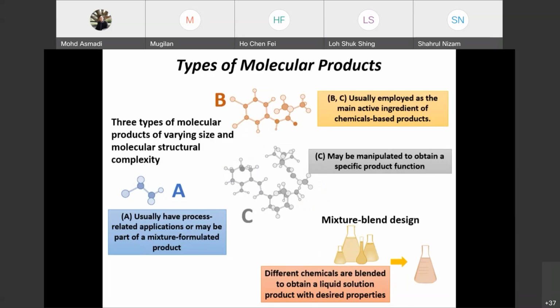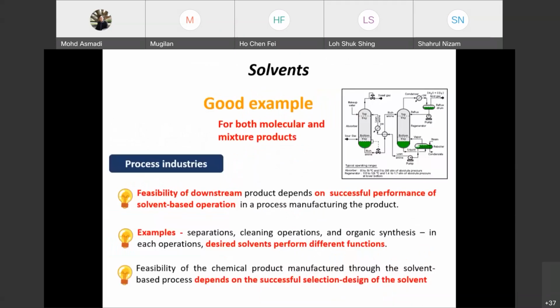For example, in the process industry, the feasibility of the downstream product depends on the successful performance of the solvent-based operation, especially on the separator or distillation. So if you look here, example separation, cleaning operation, organic solvent, because if there is an azeotrope, we need a stable solvent to separate between two components.